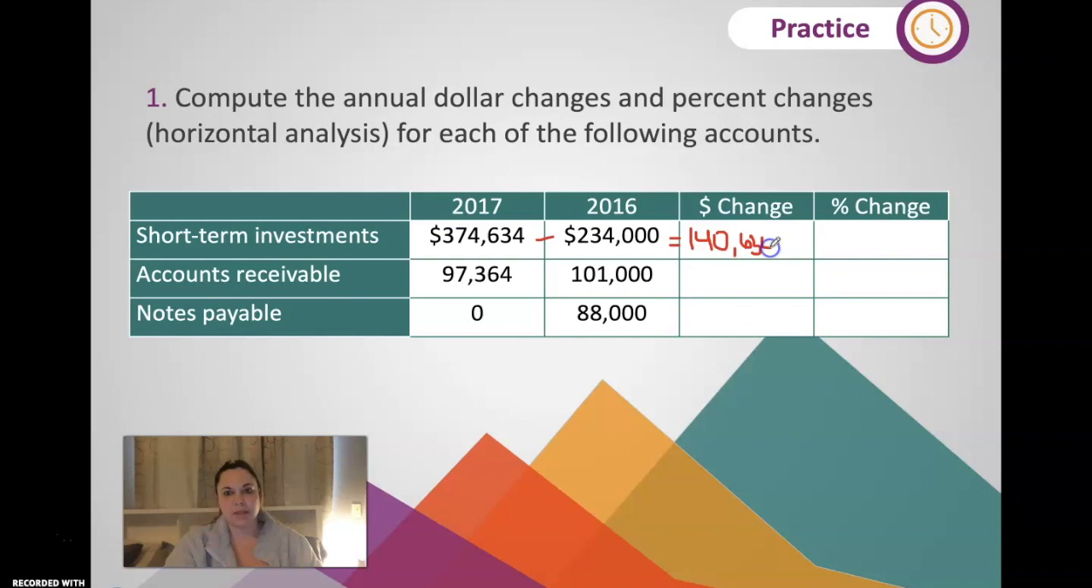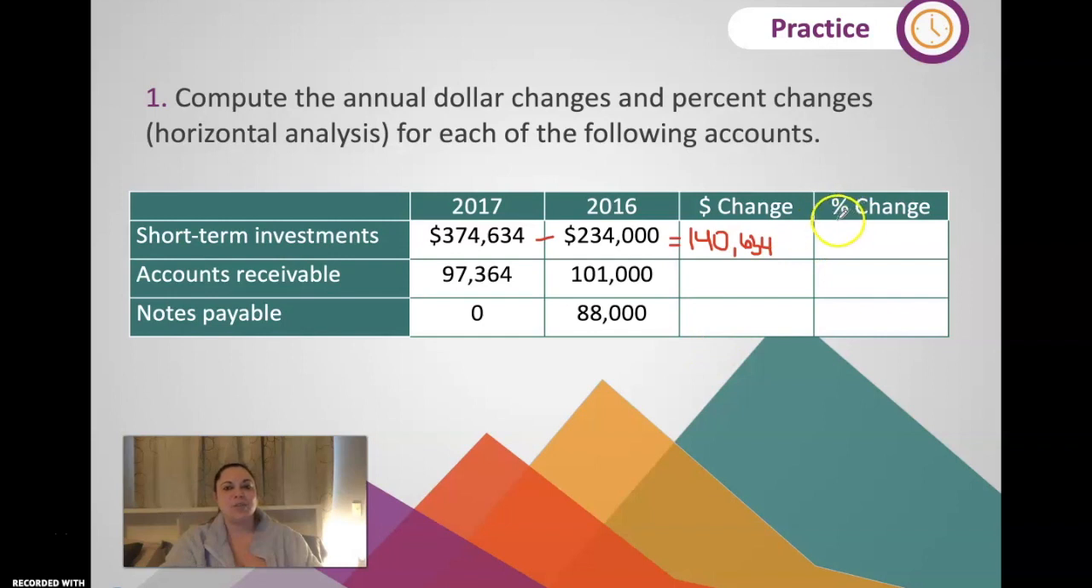Sorry, I'm using the trackpad on here, so the writing is not so fluid, so just bear with me and the horrible handwriting up here. But it's 140,634. That's how much it's changed from year to year. It's gone up. If it's a negative number, make sure you show that it's negative. But we can see from here that short-term investments have increased.